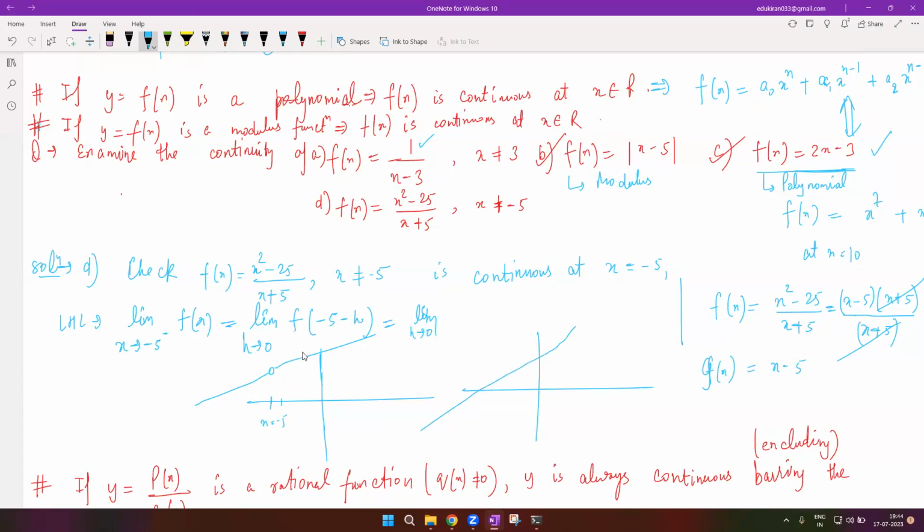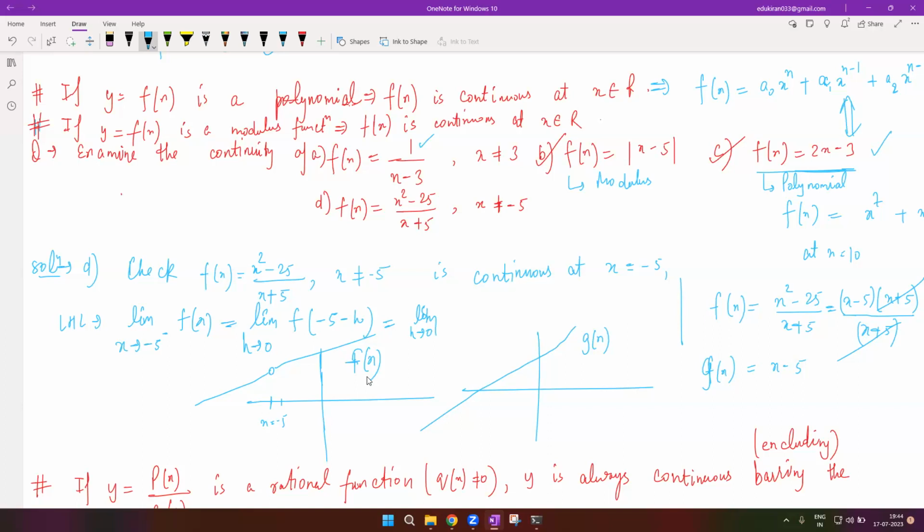Both of them are straight lines, exactly the same. But there is a point of discontinuity at x is equal to -5 for f(x), while there is no point of discontinuity for g(x). That is why they both are different. That is why you are understanding the concept of limits and continuity.